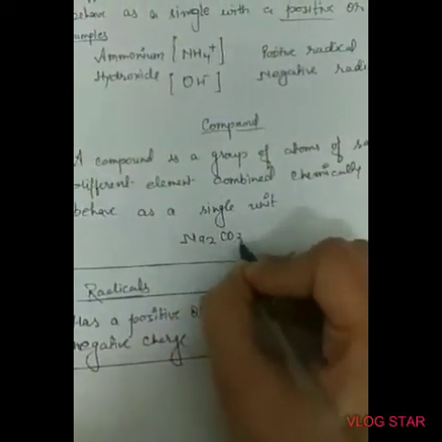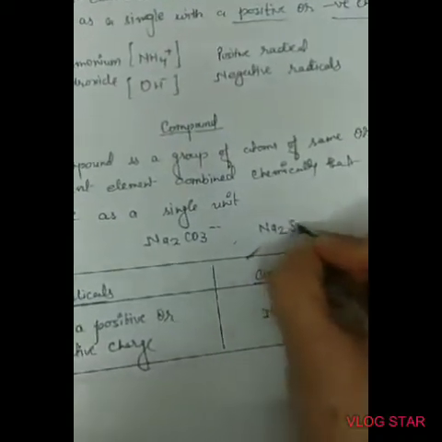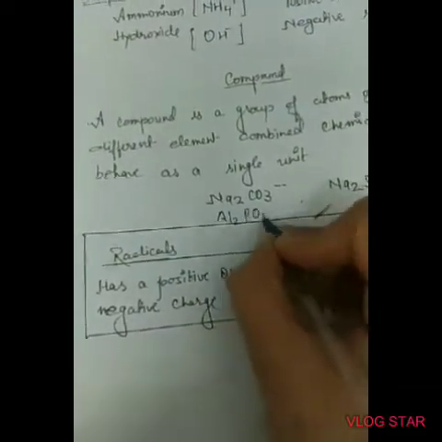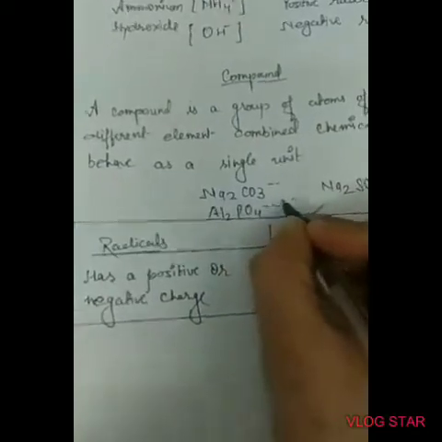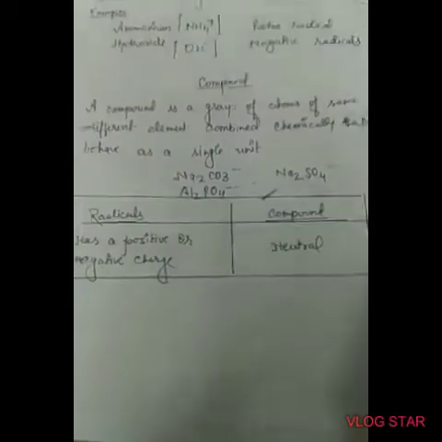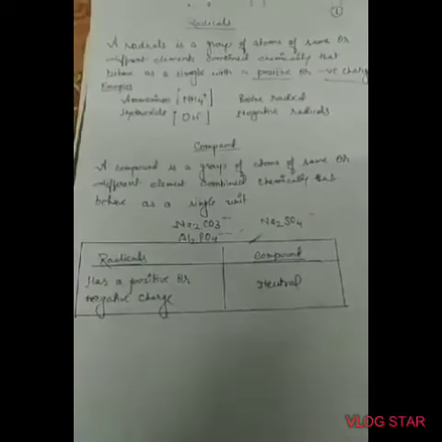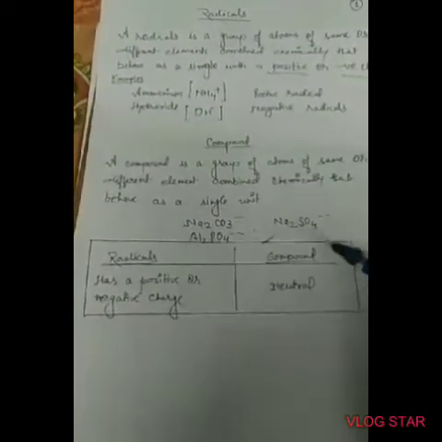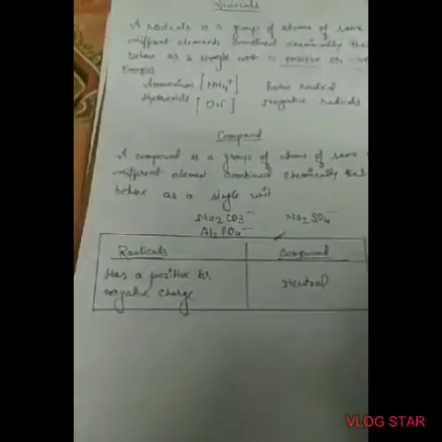sodium carbonate, sodium sulfate, aluminum phosphate. Okay, these are examples of compounds. Radicals contain negative charges, and sometimes they contain positive charges also. Got it? We have studied radicals and compounds and the difference between them.